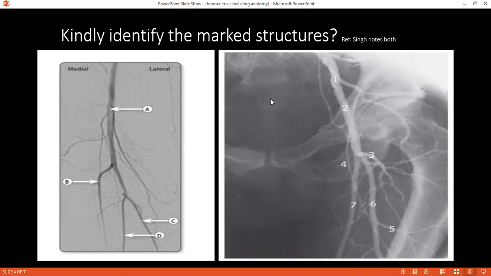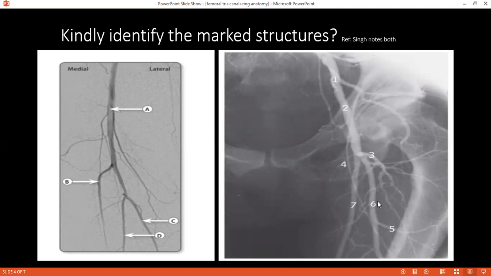Okay. If we move on to the right-hand side image, would you be able to identify number 2? Number two is the femoral artery. And what kind of image is this? This is a femoral arteriogram. Yes. And contrast is indicated. Okay, good. In which conditions do we ask for this image? When we suspect any limb ischemia.